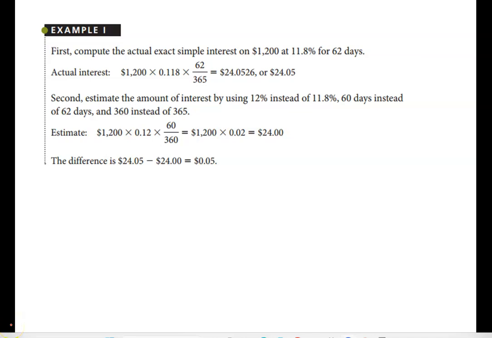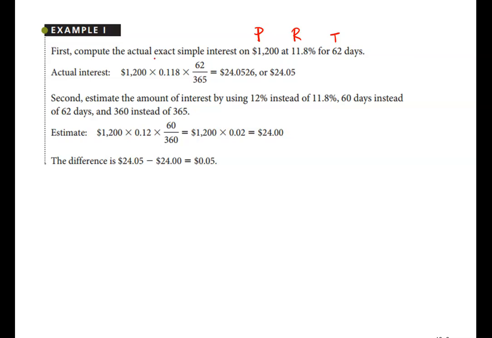Other problems you might run into in this week's word problems are ones in which you have to calculate both the exact simple interest and the estimated, as well as find the difference between the actual and the estimated. If we take a look at this example that's already done for us, let's say we have a principal amount of $1,200, a rate of 11.8%, and a time of 62 days.